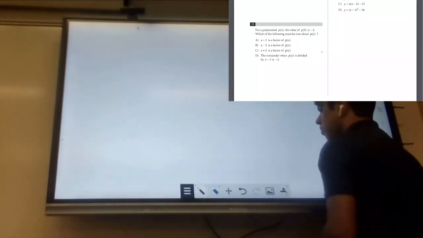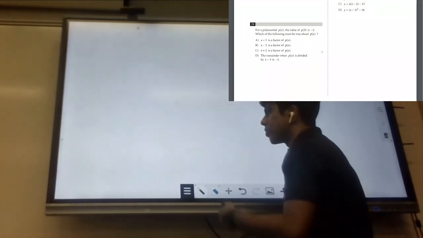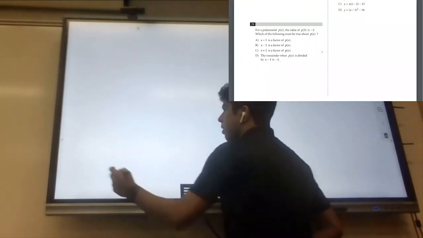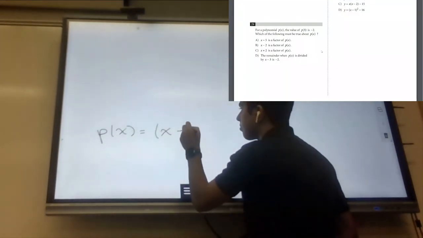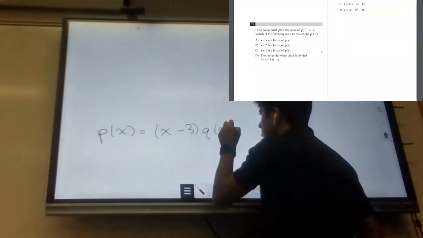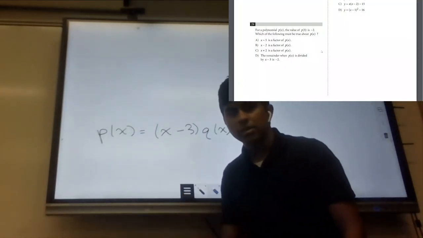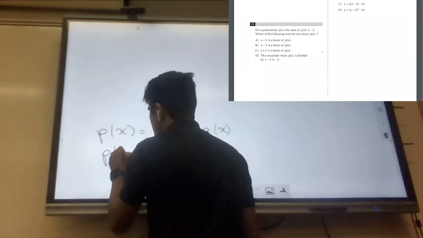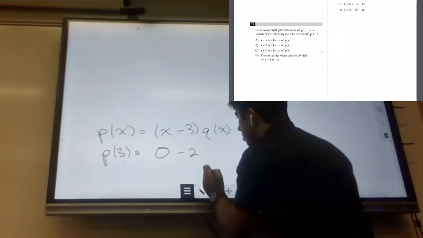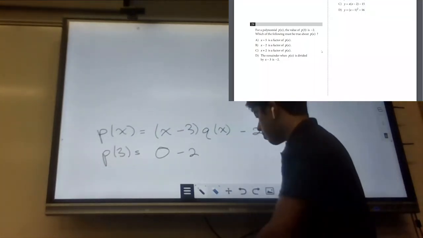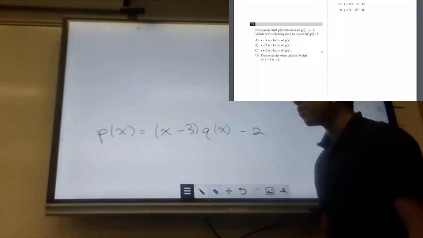but still, the concept stands that the remainder when p of x is divided by x minus 3 is negative 2. This is the remainder theorem, so you can explore the concepts behind it. Now we can again write p of x as x minus 3 times q of x. If I plug in p of 3 here, then I get p of 3 equals 3 minus 3, so this is 0. But p of 3 is negative 2, so I have to put a negative 2 here. I think you can start to see where this is going. P of x is x minus 3 times some other polynomial, minus 2.